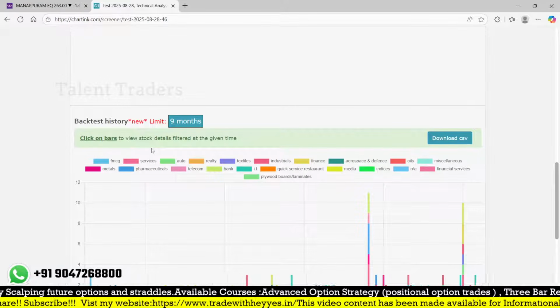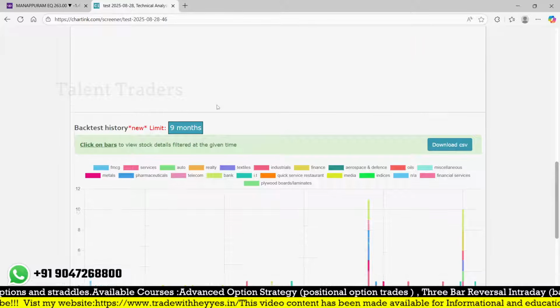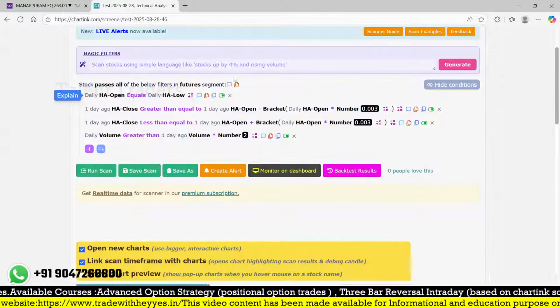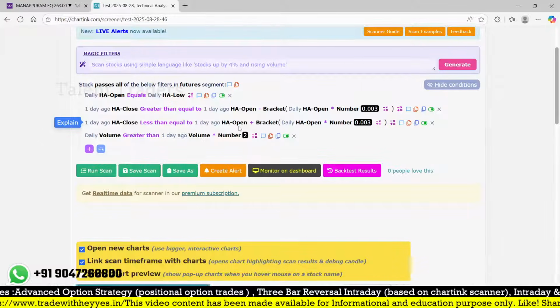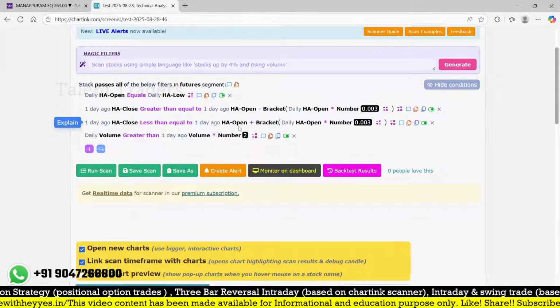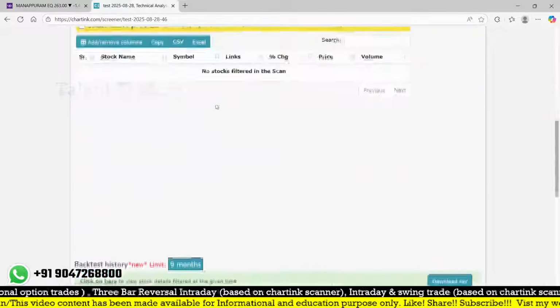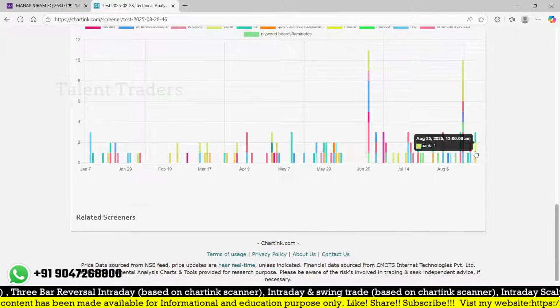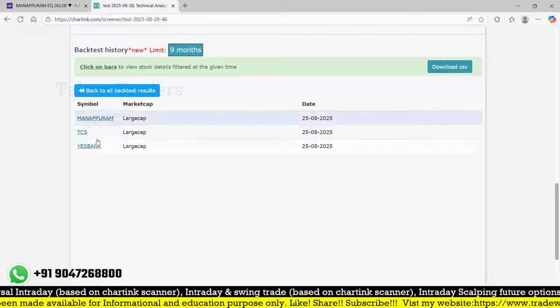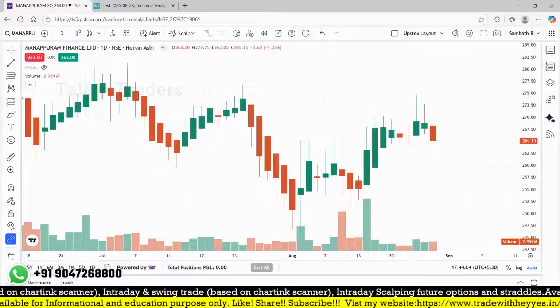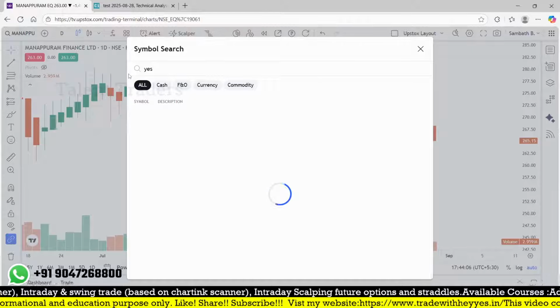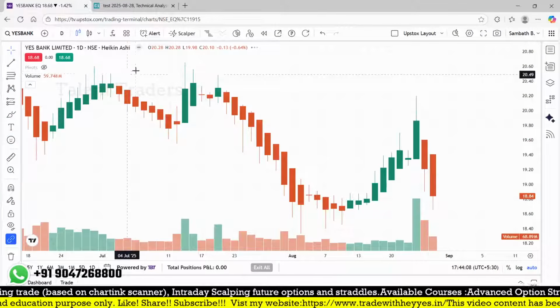Previously you may have seen there were many stocks, but if you add this condition, this is a daily based scanner. So we are finding the stocks by end of day, and we will check those stocks the next day. Okay, so here only a few stocks, TCS, Manappuram, and S Bank, would be the list based on that condition.